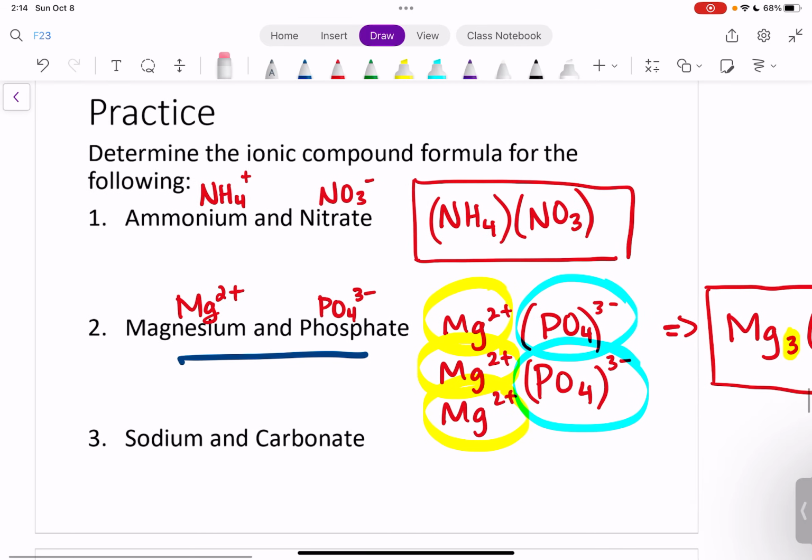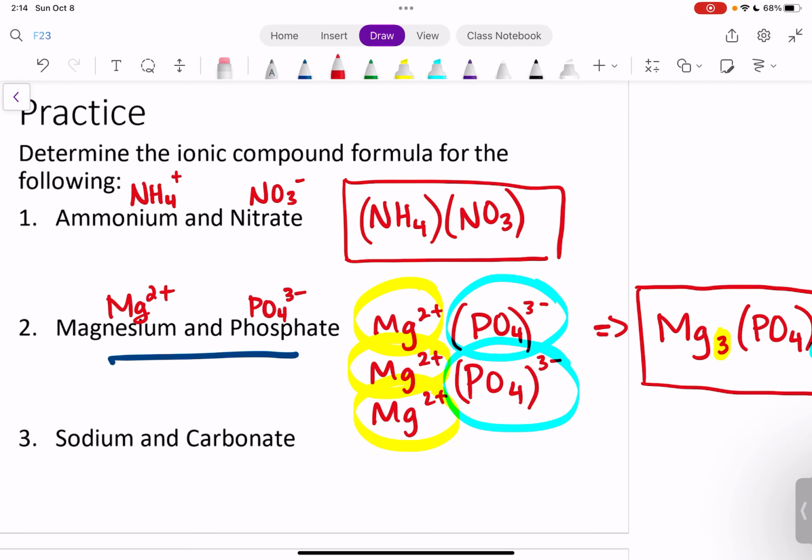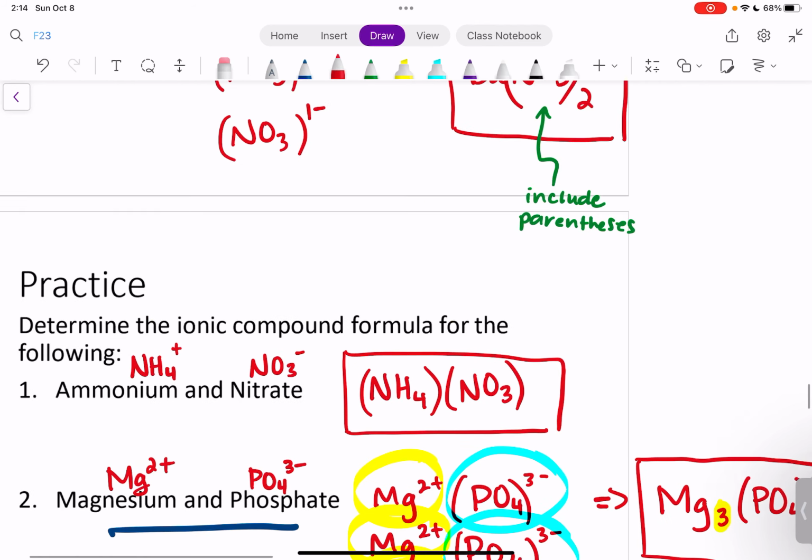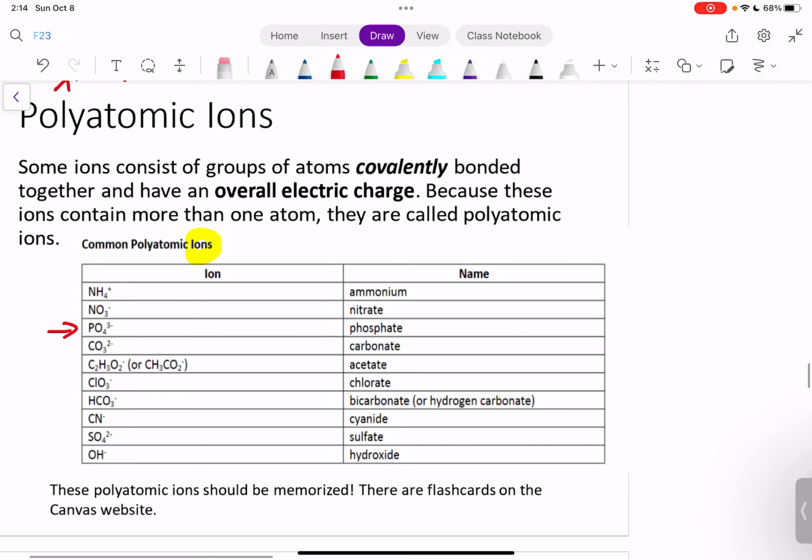All right, kind of weird. Let's try one more. So we've got sodium, which is Na 1 plus, right? It's in the first group of the periodic table. And then we've got this thing called carbonate. What's carbonate? Carbonate's another polyatomic that you are going to need to memorize, right?